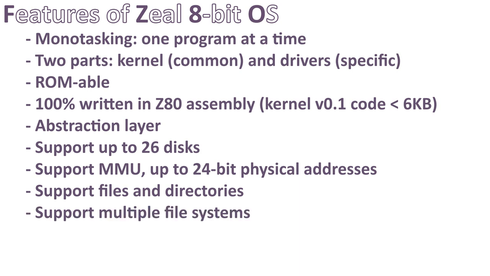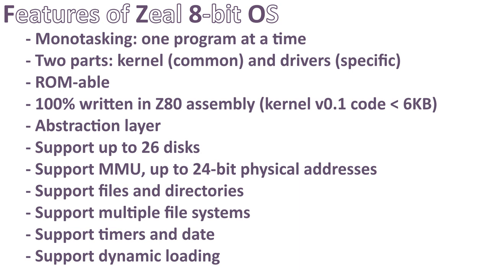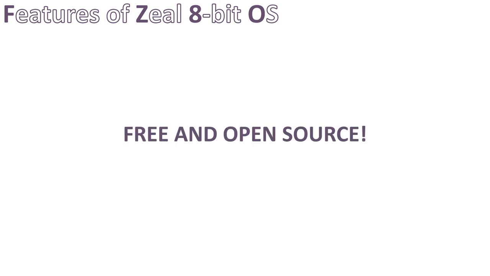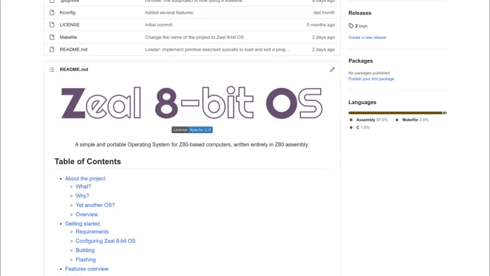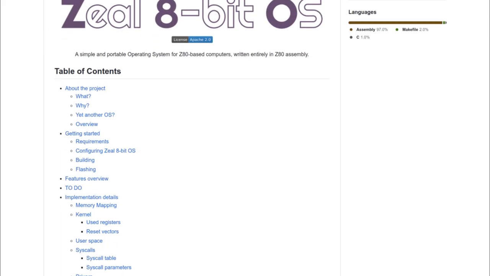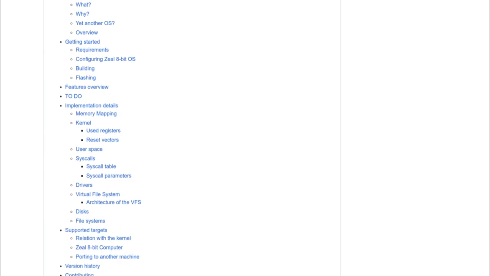A system that supports directories and files that we can manipulate easily thanks to simple APIs. A system that supports multiple file systems. A system that supports date and time that can dynamically load binaries. And finally, a system that is free and open source. You can see the code, modify the code, share the code, and in fact, you can already find the source code for Zeal 8-bit OS on my GitHub. I will put a link in the description below.